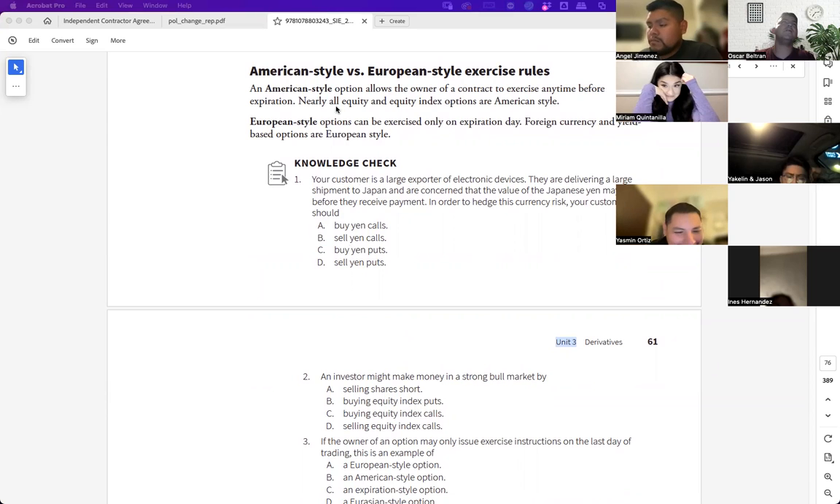So American style is very simple. It allows the owner of the contract to exercise the contract anytime they want before the expiration date. Now, European style only allows you to exercise the contract at the expiration date. That's all you can do. Everybody good there?